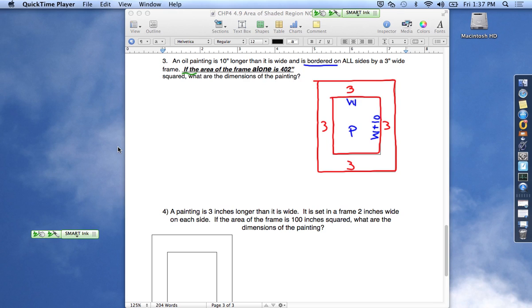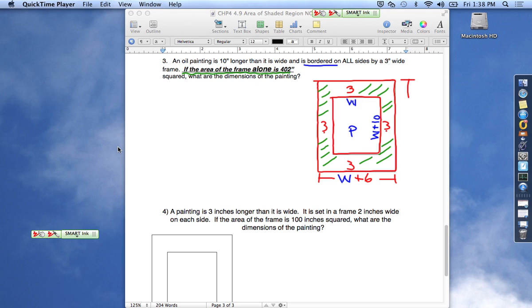The area of the frame alone is 402. So I will color in green what represents an area measurement of 402 square units. We need to determine the entire measurement units, and the entire width is comprised of the original W from the painting plus a 3-inch mat on both sides, so that's 3 plus 3, plus 6.